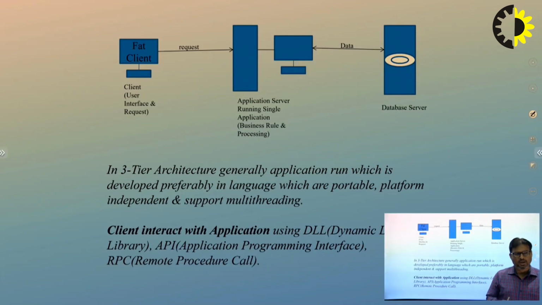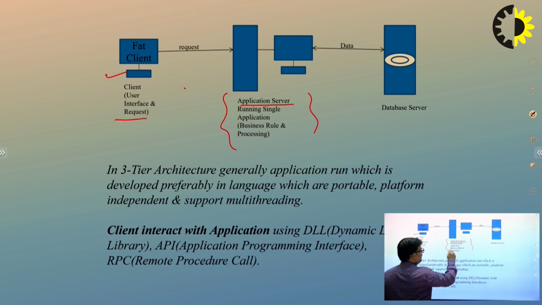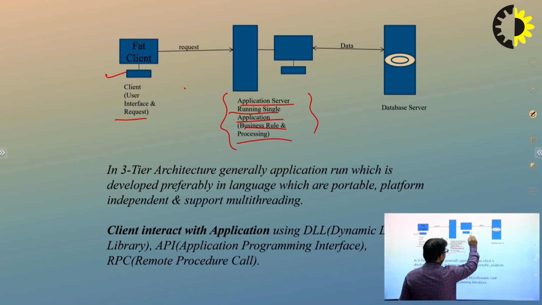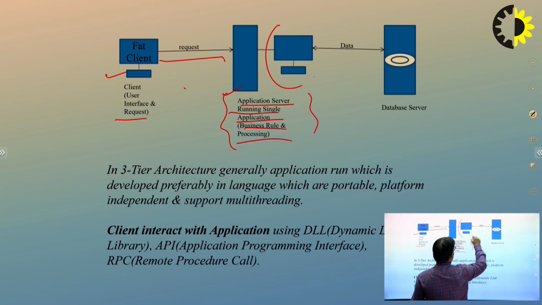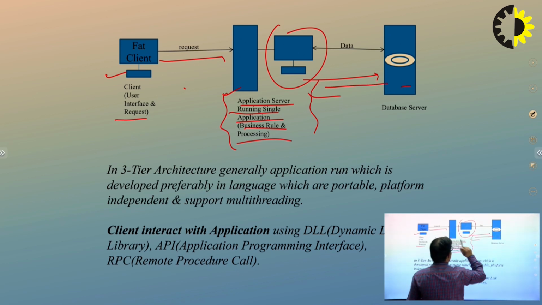So here we use a fat client with the user interface request, and this is the application server. The application server runs a single application, business rules, and processing. Then this sends the request to the server, and this server also sends the request to the database server, and through the database it collects the information and shows the whole information to the user.